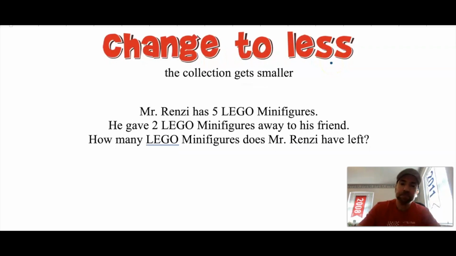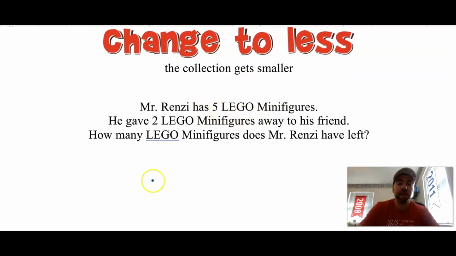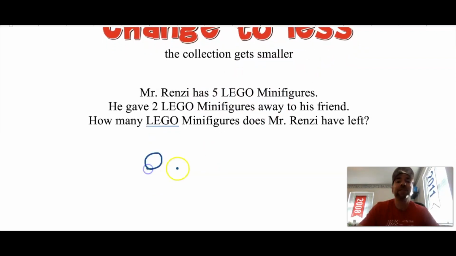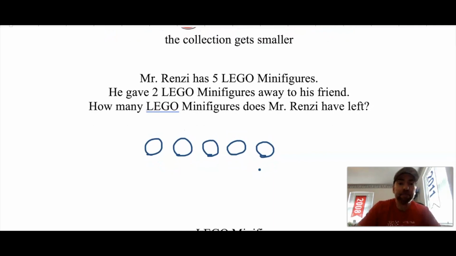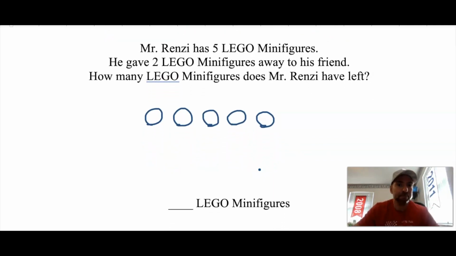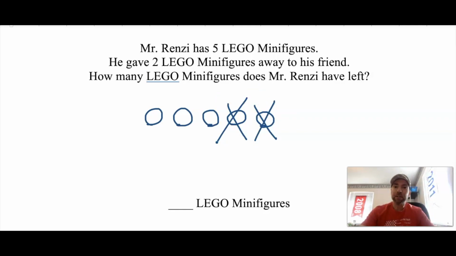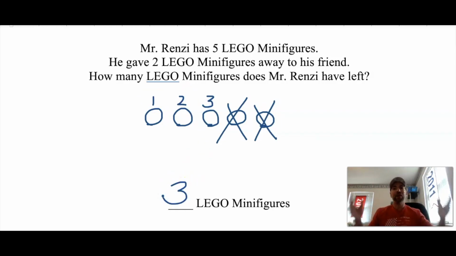Well, let's go ahead and draw. We started with 5 Lego minifigures. Let's go ahead and draw 5 circles. Remember, this is called a math picture. So I started with 5. Now, Mr. Renzi gave 2 away. I'm not going to draw more minifigures. This time, I'm going to cross out 2 because I gave them away. I gave this one away, and I gave this one away. How many minifigures are left? Well, let's count. 1, 2, 3. 3 Lego minifigures are left.